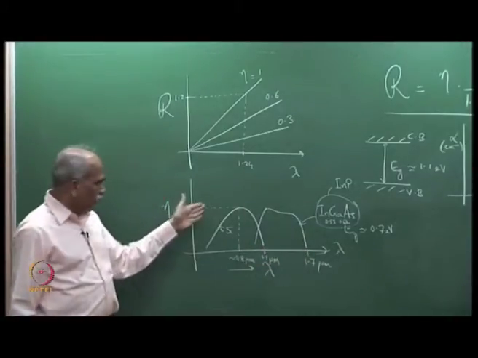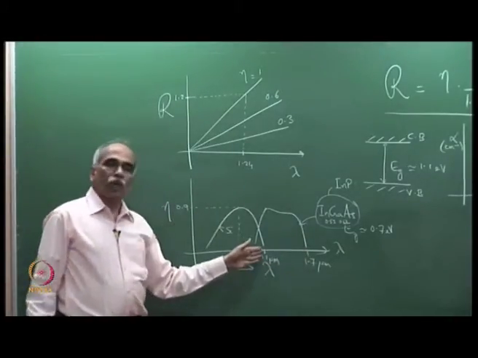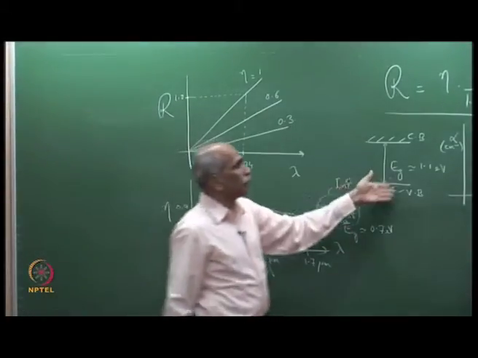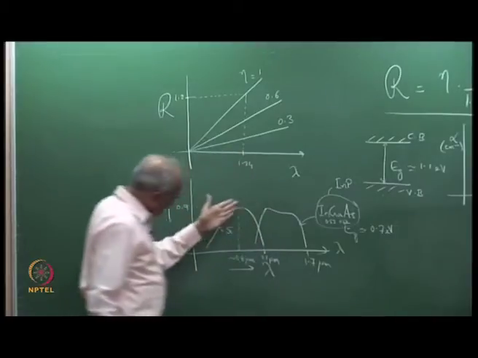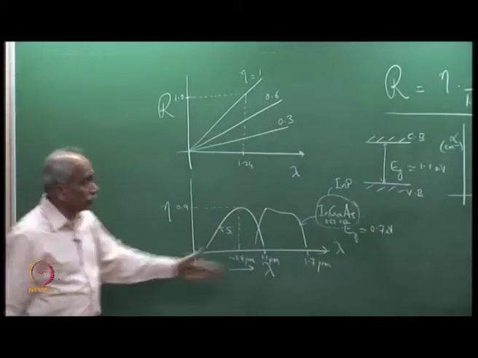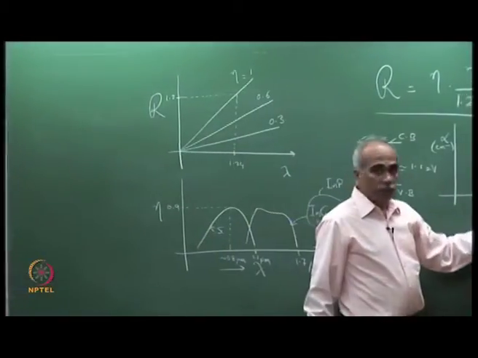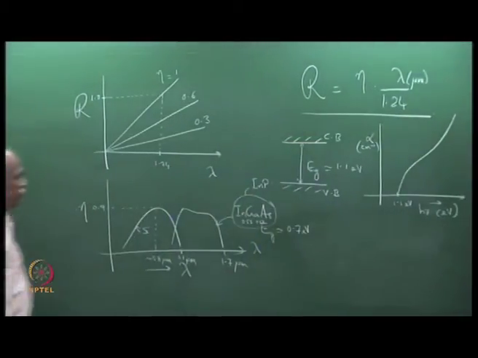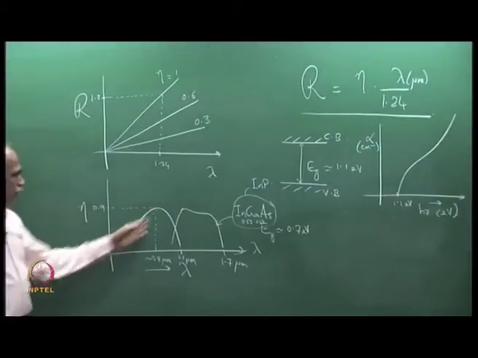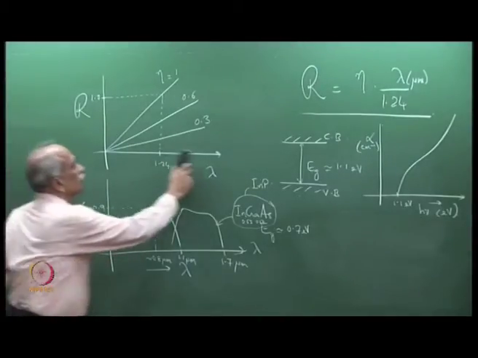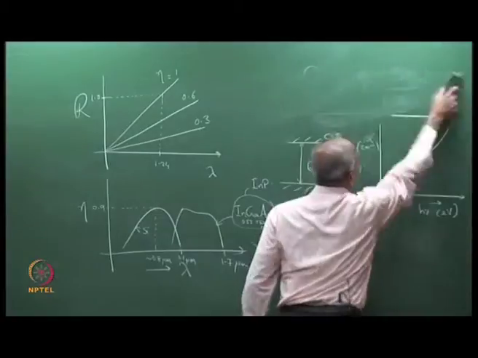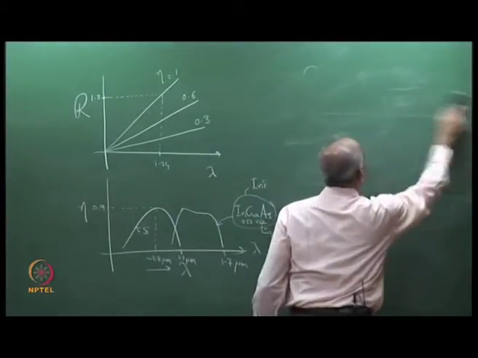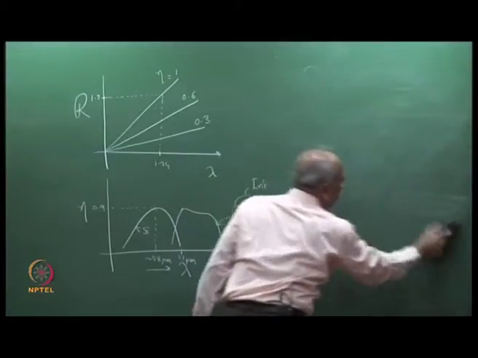So, we know why eta goes down to small values or to 0 at longer wavelengths, because there is no absorption possible. Why does eta come down to 0 at shorter wavelengths? Energy is increasing at shorter wavelengths, absorption coefficient increasing, but why does it come down? There are two mechanisms due to which this comes down. So, let us discuss these two mechanisms, very briefly and very quickly.